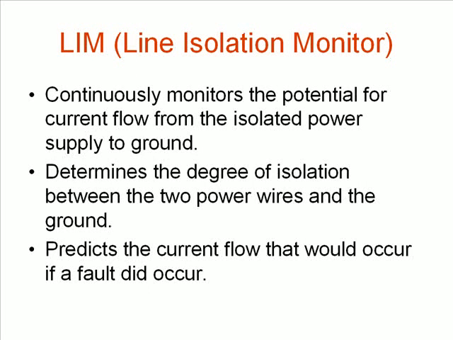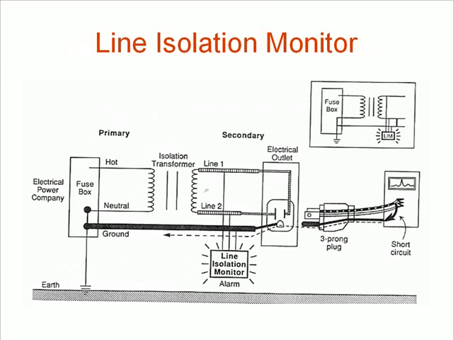So the line isolation monitor, distinct from the line isolation transformer, monitors the quality of the line isolation transformer. It continuously monitors the potential for current flow from the isolated power supply to ground. It determines the degree of isolation between the two power lines and the ground and predicts the current flow that would occur if a fault did occur.